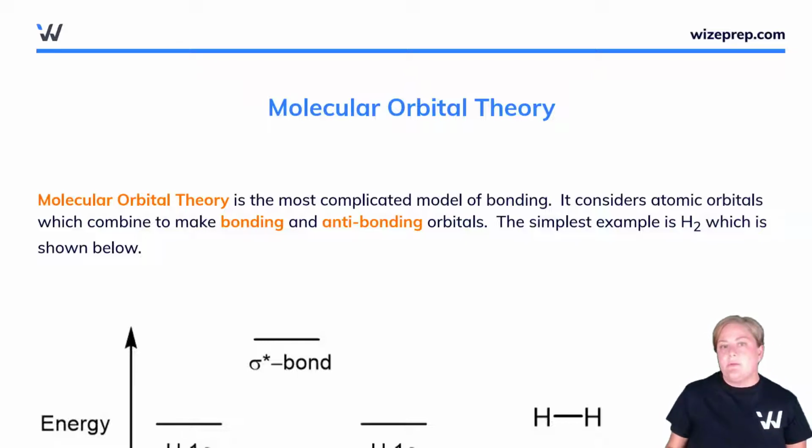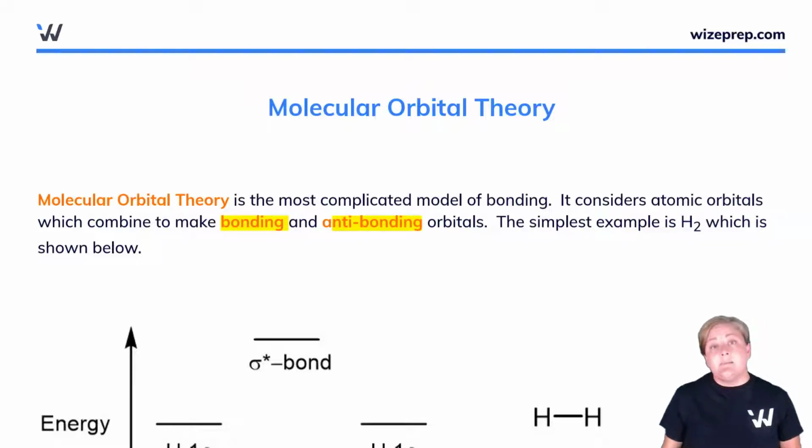So molecular orbital theory is the most complex, but it does something really important. It considers something called an antibonding orbital, as well as a bonding orbital. Now, the reason why the antibonding is important is because it does explain a lot of observed behavior in organic chemistry. Now, we'll think about the simplest example, which is hydrogen, or H2.